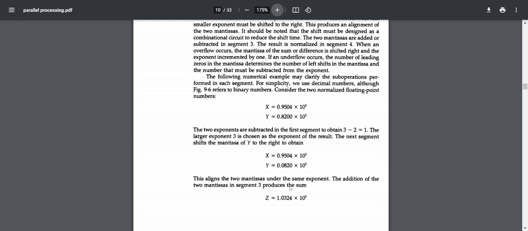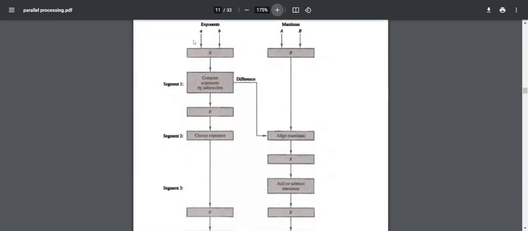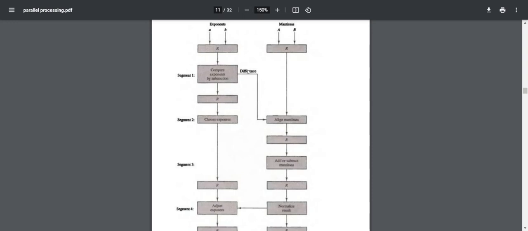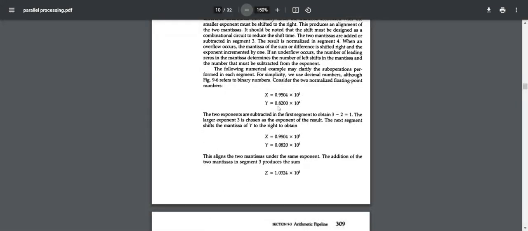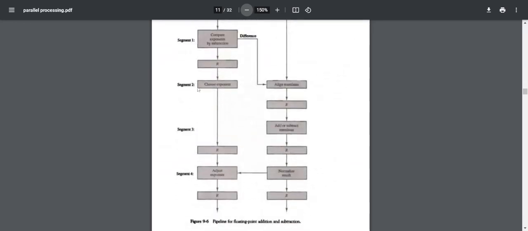If you split the problem in this way, you can design your ALU in such a way that in segment 1, first you compare the exponents, and in segment 2 you align the mantissas. You can see that before alignment the mantissa of y was 0.8200, and after alignment the mantissa of y has become 0.0820. So in the second segment, you align the mantissas in the ALU. In the third segment, you add or subtract, whatever the arithmetic operation is, you do that.